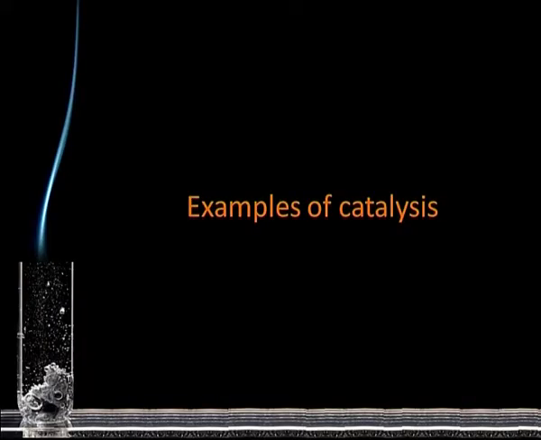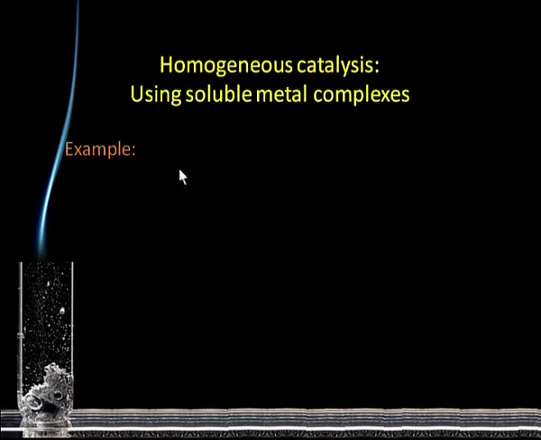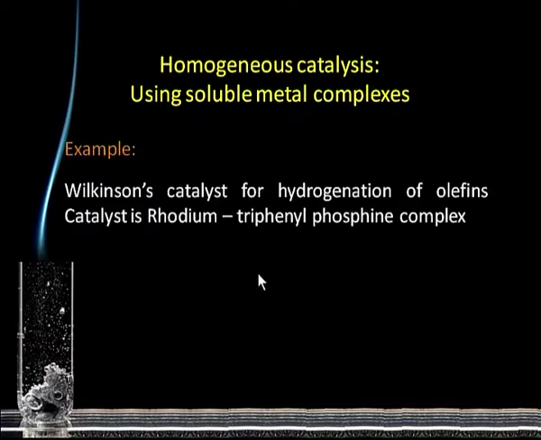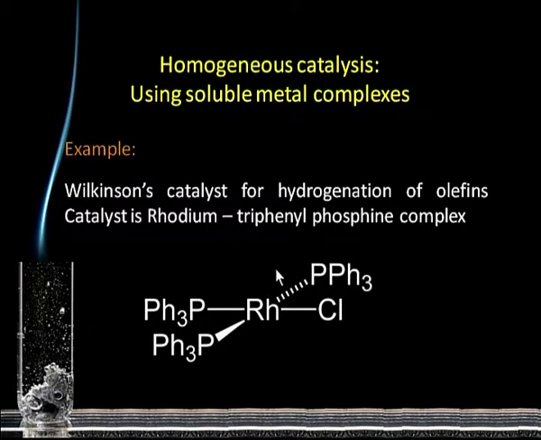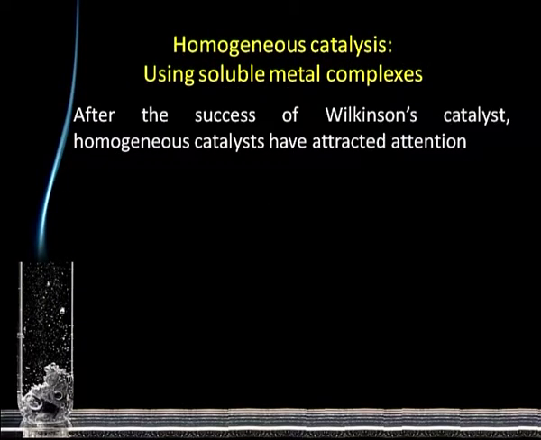It is now time for us to look at some examples. First, look at an important example of homogeneous catalysis using soluble metal complexes. It is the Wilkinson catalyst for hydrogenation of olefins. The catalyst is a rhodium triphenyl phosphine complex, a very successful catalyst because it is able to bring about this reaction under ambient conditions. And after the success of this catalyst, again there is interest in homogeneous catalysts.